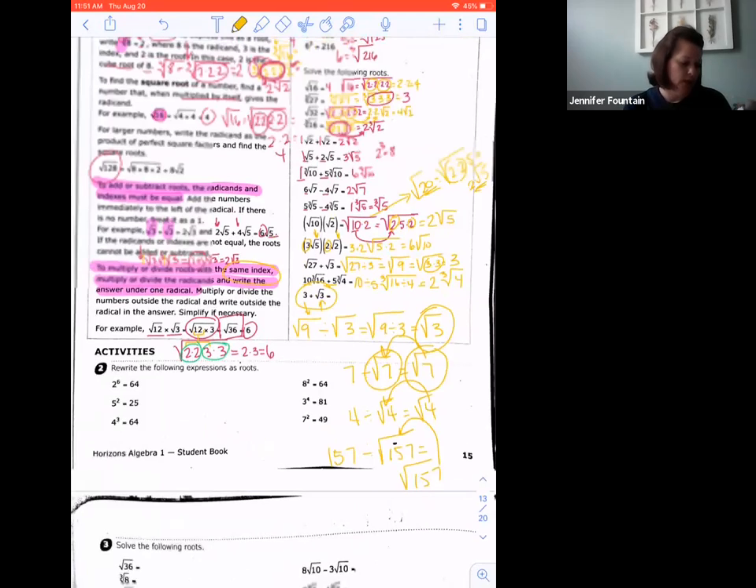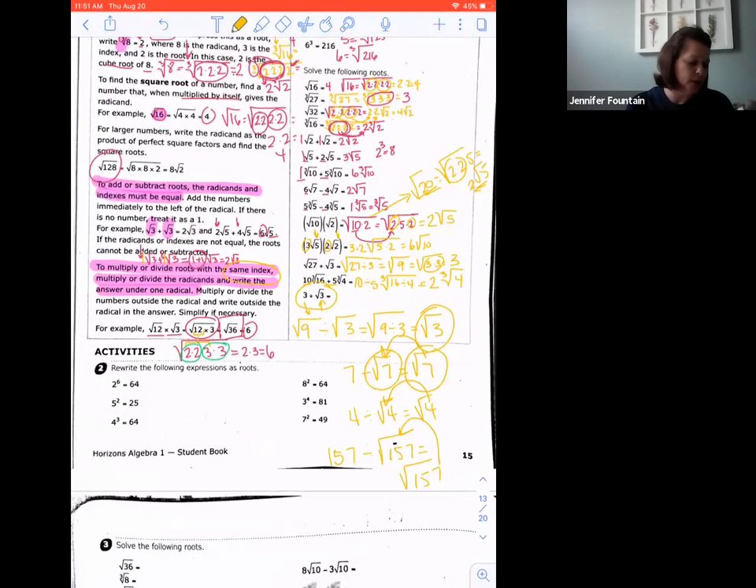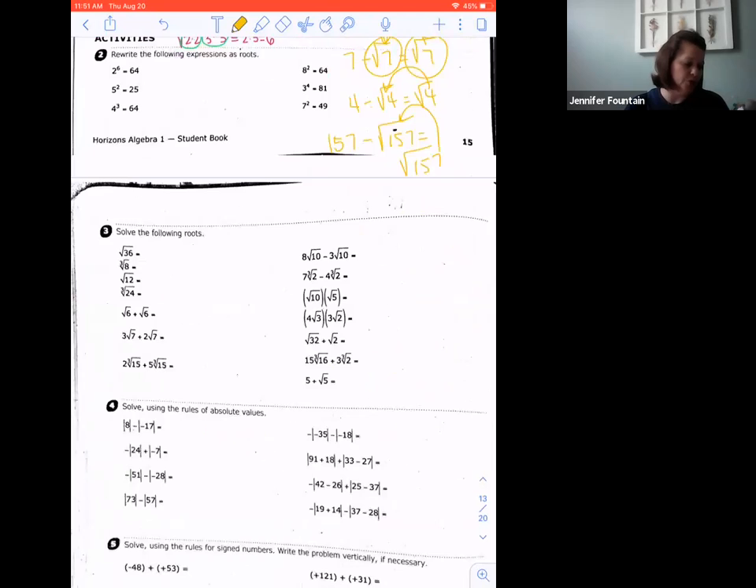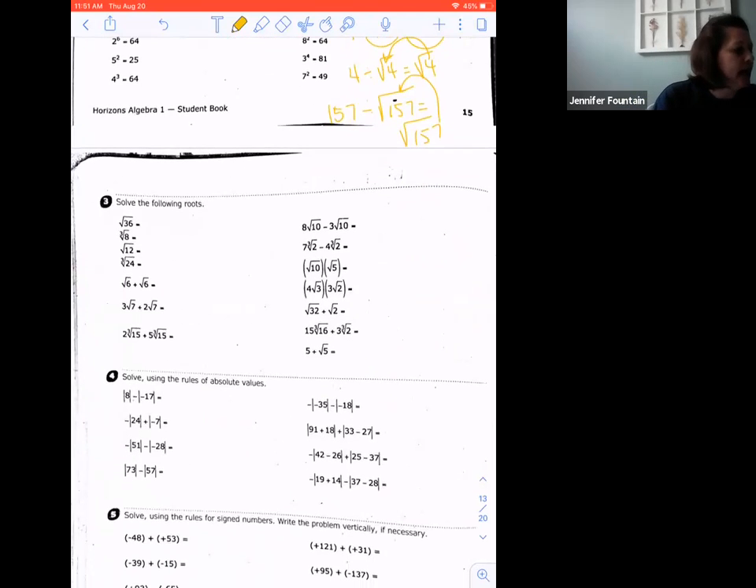Okay. So let's go ahead and do this. We are going to skip activity 2 and move on to activity 3. So let me look at our time for a minute. 11:51. We've got about 14 minutes.